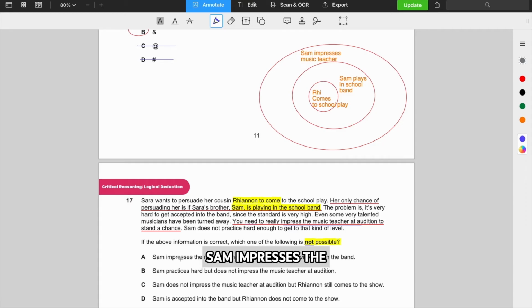A, Sam impresses the music teacher at audition but is not invited to join the school band. That's very possible, because what if he impresses the music teacher, but the music teacher was like, there's still other people who are better than you, right? So he was not invited. That's still possible, as you can see based on this diagram. So this is possible. So A is not impossible. A is not the answer.